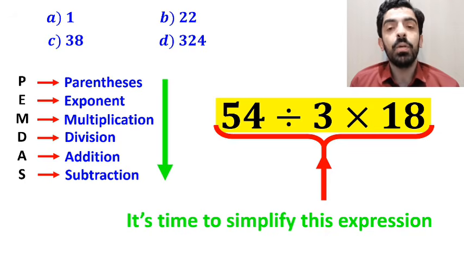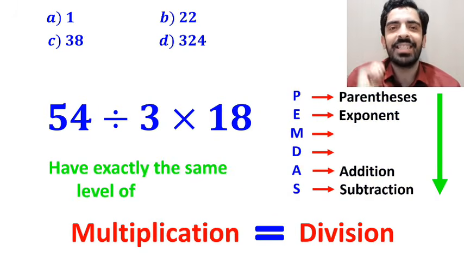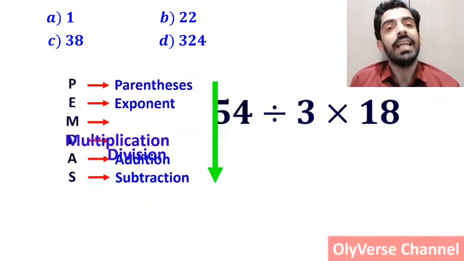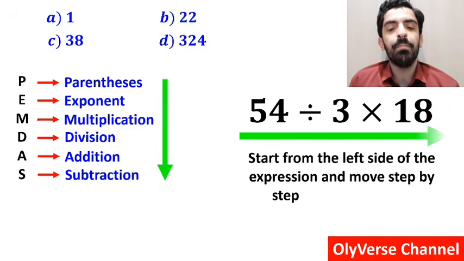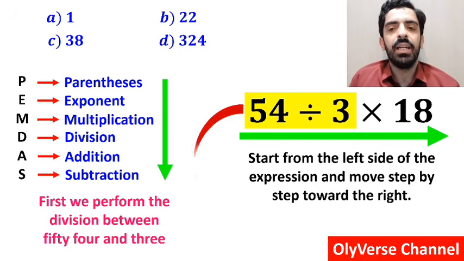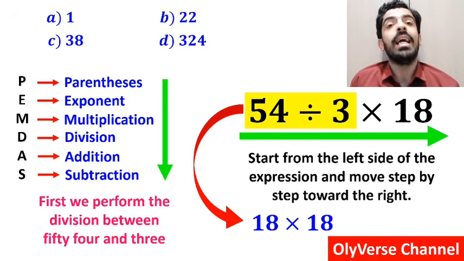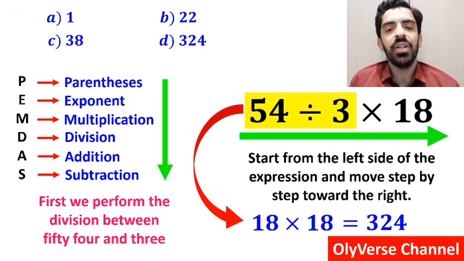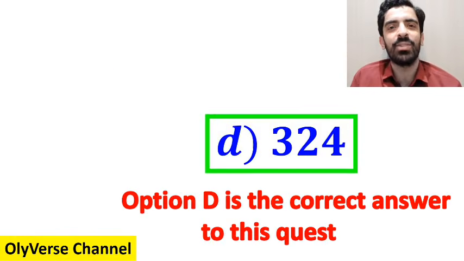It's very important to note that in the PEMDAS rule, multiplication and division have exactly the same level of priority. In this case, all we need to do is to start from the left side of the expression and move step by step toward the right. So, first we perform the division between 54 and 3, which simplifies this expression to 18 multiplied by 18. And finally, the value of this expression will be 324. Therefore, option D is the correct answer to this question.